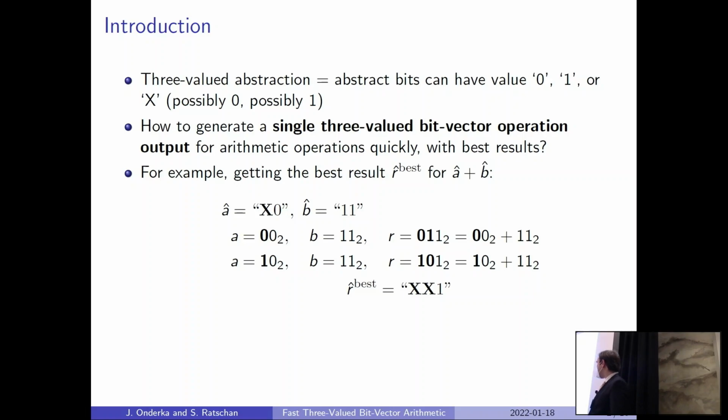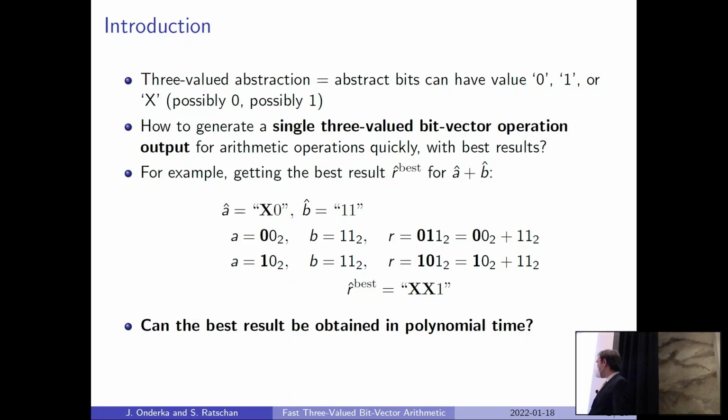So if you look at head A, that's x0, head B is 1, 1. Since we have x in head A, we have two possibilities of A being either 0, 0 or 1, 0. And B is 1, 1 in both cases. So we add those concrete bit vectors together, and we get possible results 0, 1, 1 and 1, 0, 1. And the three-valued result, because we want to have a single result, is xx1.